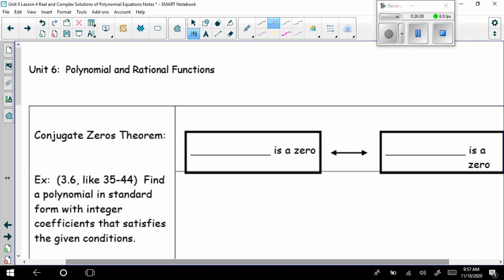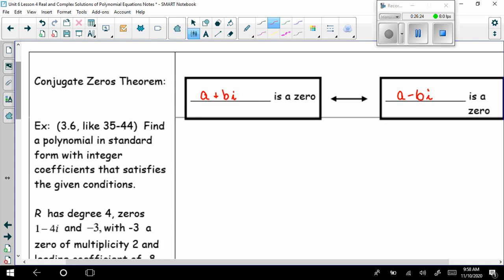All right, and then last thing, conjugate zeros theorem. We talked about conjugates of imaginary numbers yesterday. We have a plus bi goes to a minus bi. So if either of these are zeros, then the opposite one is automatically a zero. So if you end up with a plus bi, you should always also have a minus bi.